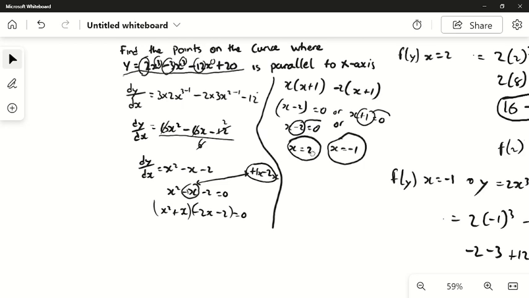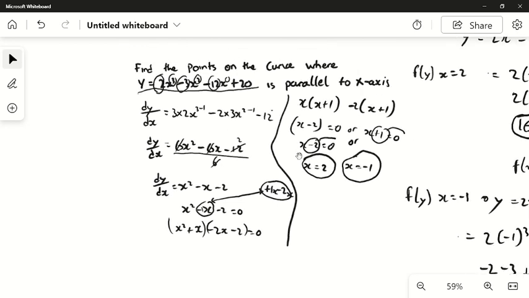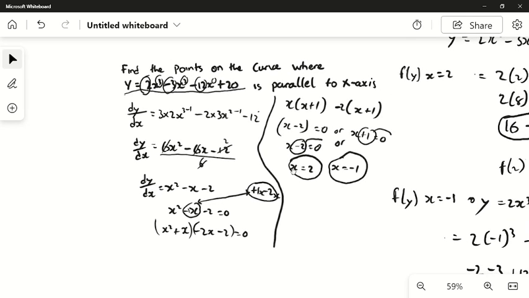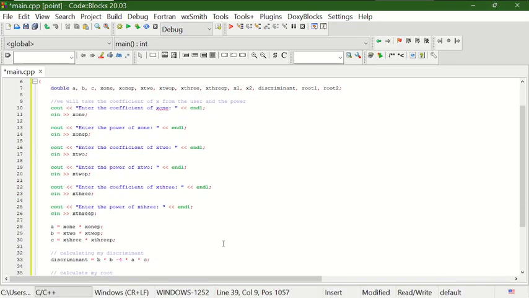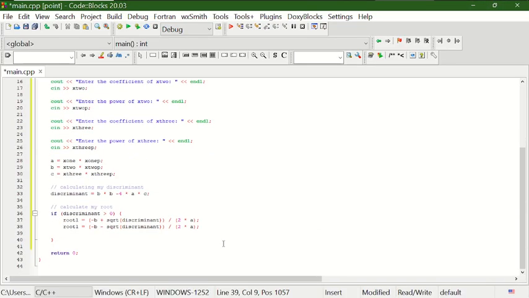After we got our root, in this case x equals 2, x equals minus 1. Then we substitute it for when x is 2. So this is our x1 and this is our x2. So that is what we want to do: write how we can calculate the substitution of x in that function.